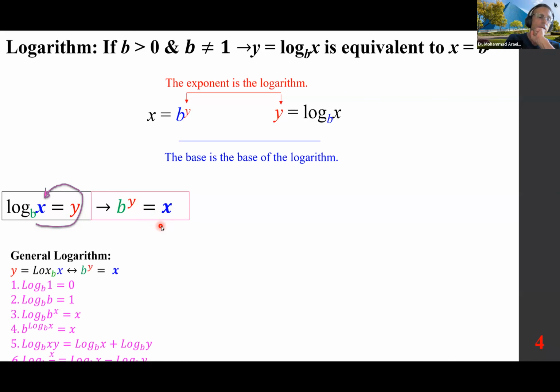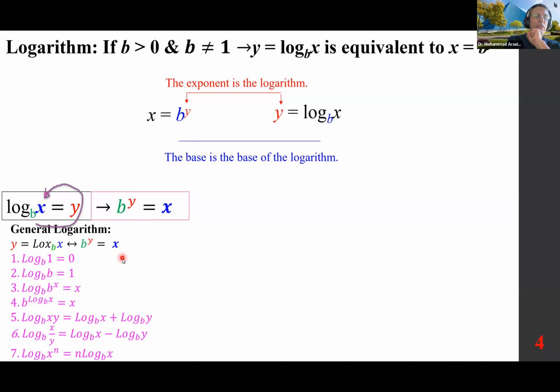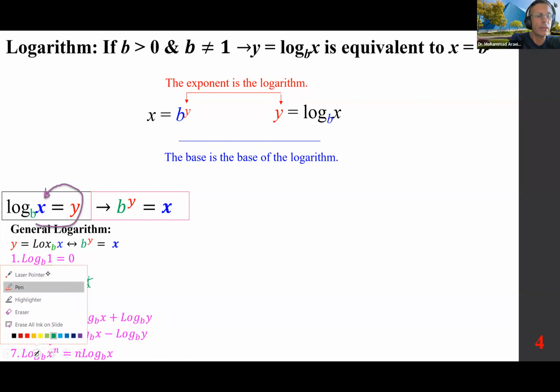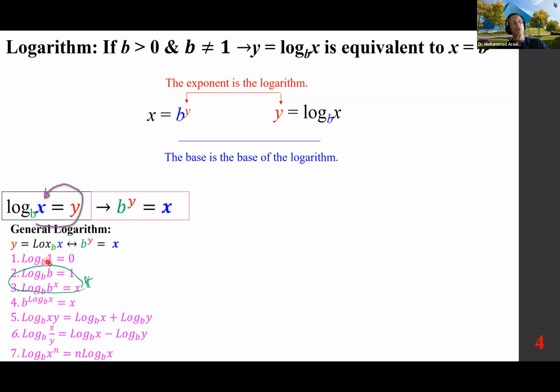And therefore, the properties that we see here for the general case with base b, by the way, the base must be positive, can't be 1. So log of 1 with any base is 0. Log base b of b is 1, because when the argument and the base are the same, the answer is 1. These two refer to the fact that exponential functions and logarithmic functions are inverses of each other.